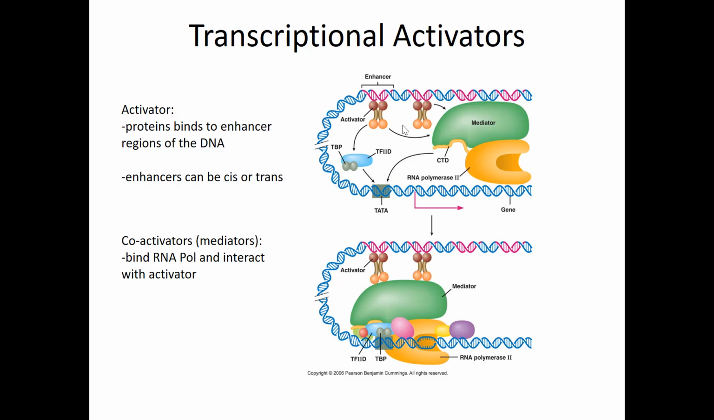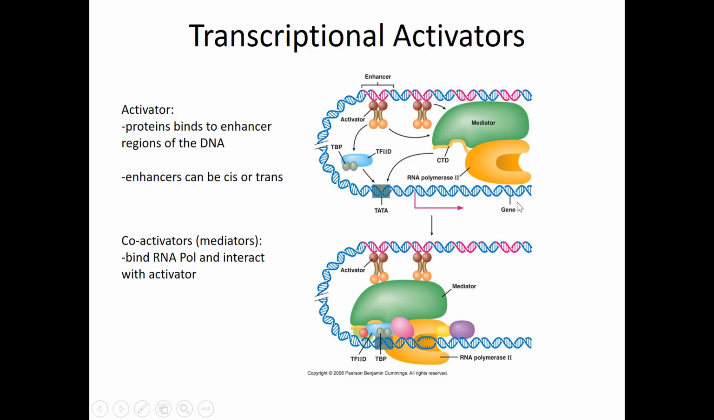So going back to here, again, these enhancers can be cis, they can be right next to the gene, or they can be trans, located probably anywhere in the genome. And enhancers function in two main ways. They're enhancers. They increase the rate of transcription, and they do that primarily by allowing activators to bind to them, and the activators recruit these co-activators called mediators that make it really easy for RNA polymerase to bind to this initiator sequence and to begin transcription.